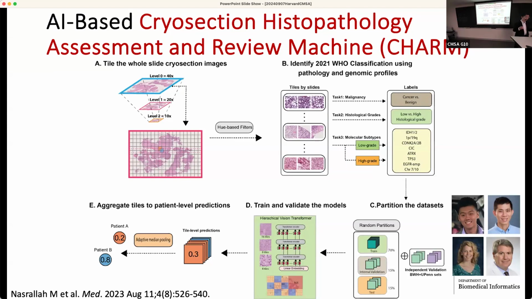Because at the end of the day, clinicians only need one decision: whether this patient has cancer or not, and whether this will be a high-grade tumor requiring more aggressive surgery or not. So eventually, we provide the aggregated prediction from different regions, considering different regions and their tissue context.